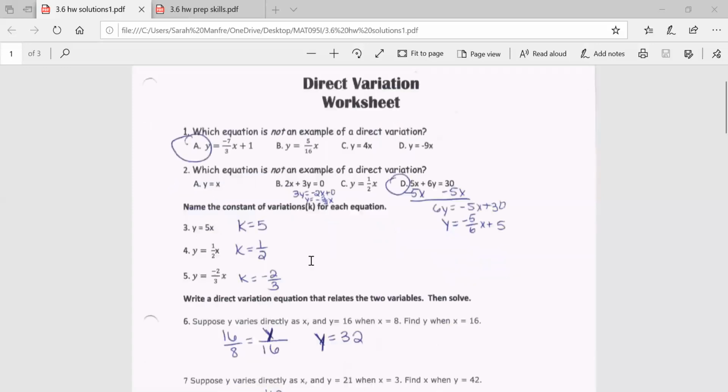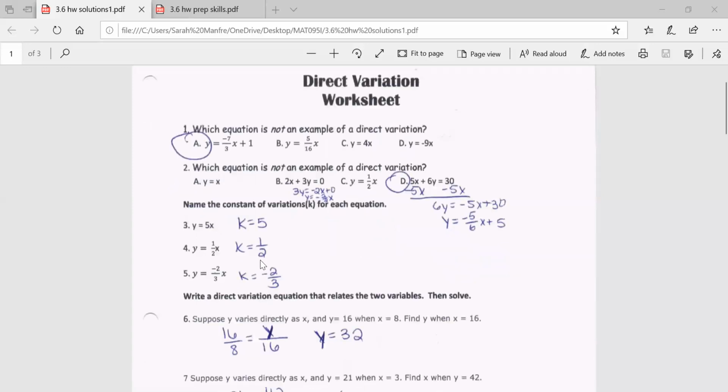All right, so number 3, 4, and 5, name the constant of variation. Well, the constant of variation is just the number in front of x. That's the same as our slope. So 3 is 5, 4 is 1/2, and 5 is negative 2/3.